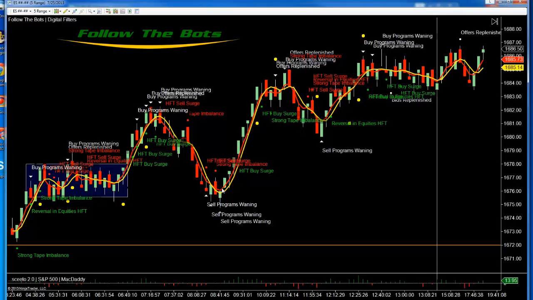So in terms of the pullback, if we start looking at order flow, there's a couple of things that my eye catches immediately. You'll see that you have a higher low in MACD at the low. You got a bunch of sell programs waning. And let's just look at the sequence.